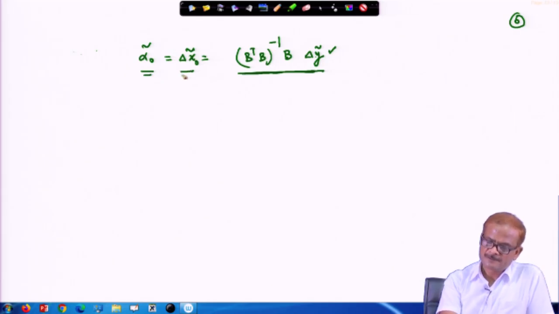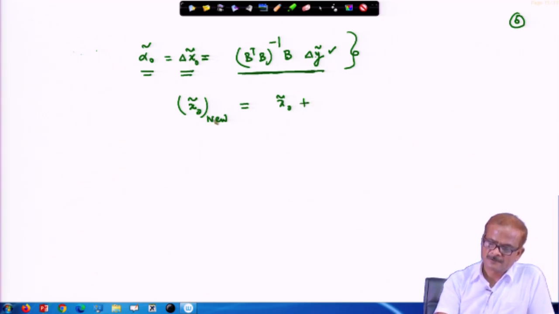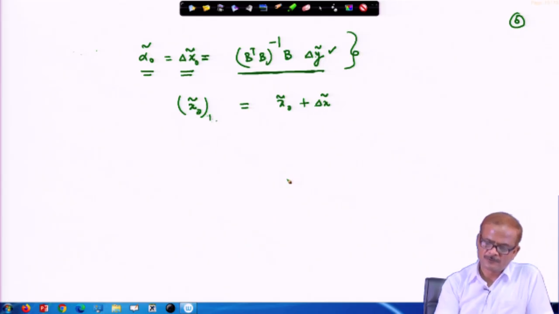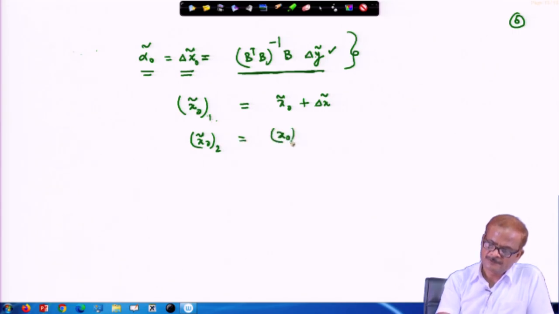From there, this delta x 0 can be estimated. Once you have estimated x 0, after the first iteration we get x 0 tilde plus delta x, and we will name this as 1 so that we know it is after the first iteration. Now, follow this process. The next time, x 0 tilde 2 will be x 0 tilde 1 plus delta x, which we put as 2, the correction given at the second iteration.